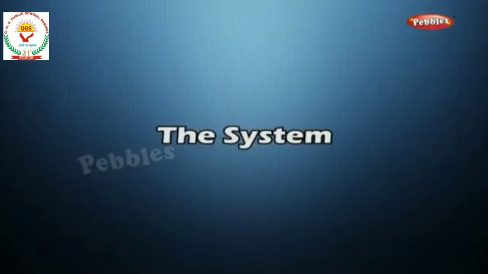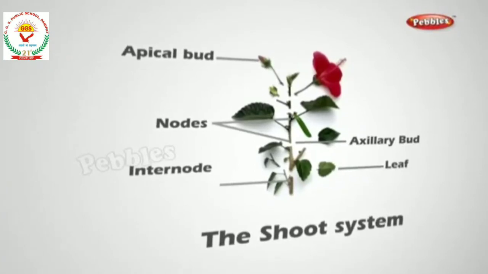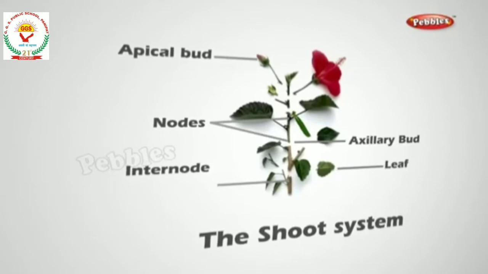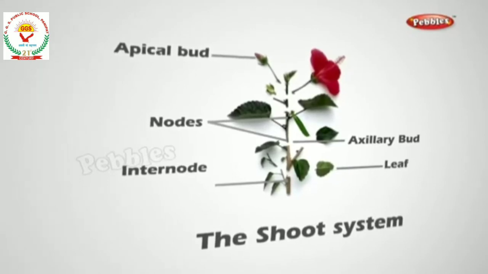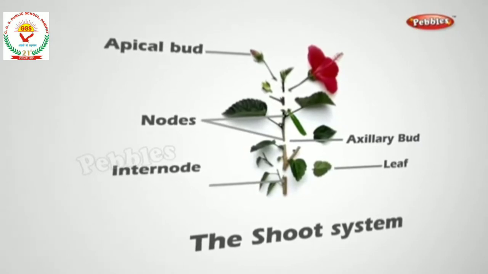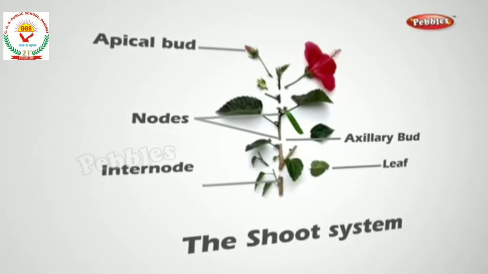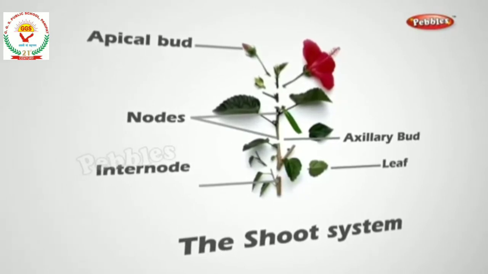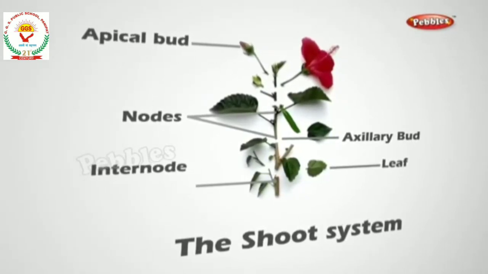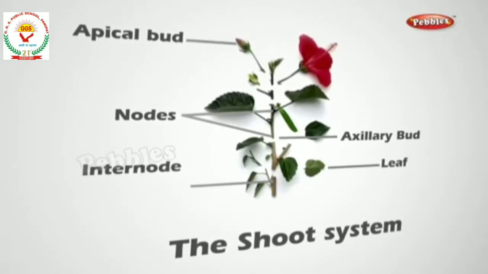The stem. Observe the shoot system of a plant. The main axis of the shoot system, on which all the parts such as leaves, flowers, buds and fruits are borne, is called the stem of the plant. The points from where the leaves arise are known as the nodes. The portion of the stem between two nodes is called an internode.